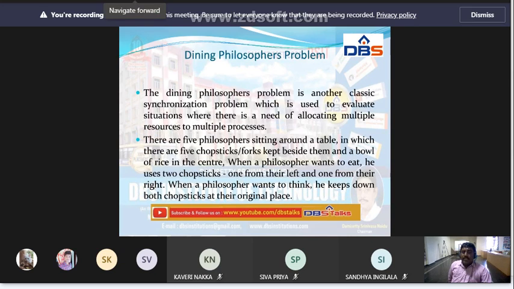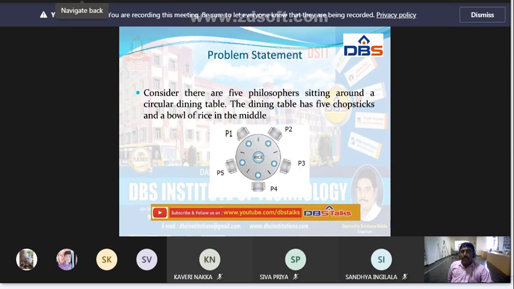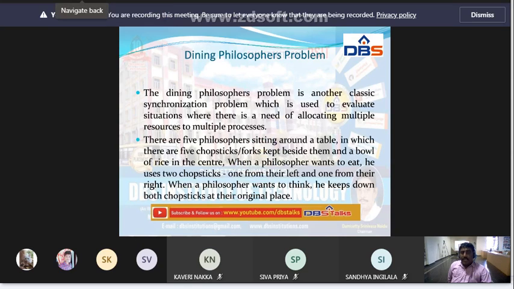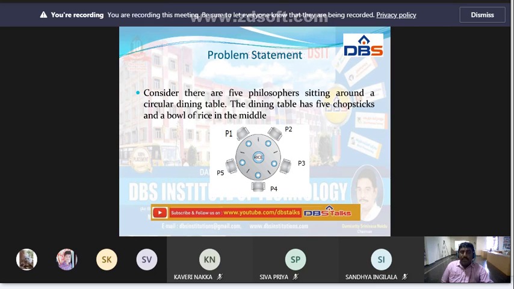Okay, so next one is the dining philosopher problem. This is also one of the classical problems of synchronization. The dining philosopher problem is another classical synchronization problem which is used to evaluate situations where there is a need of allocating multiple resources to multiple processes. Here, there are 5 philosophers sitting around the table. If you see here, philosopher 1, philosopher 2, 3, 4, 5.